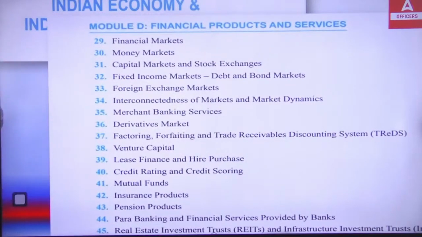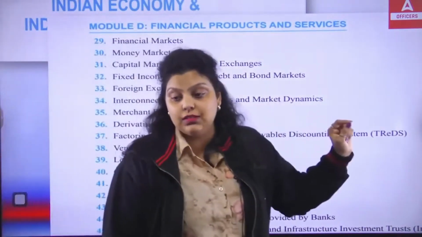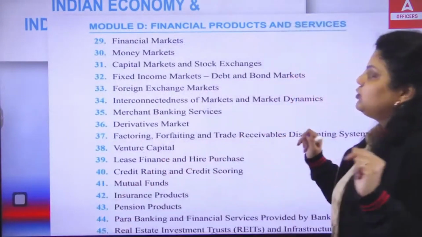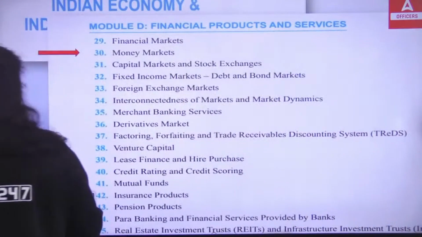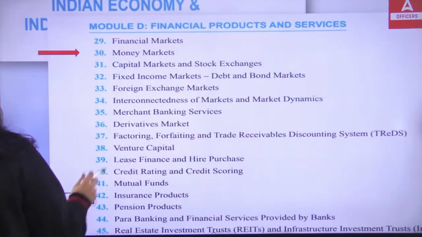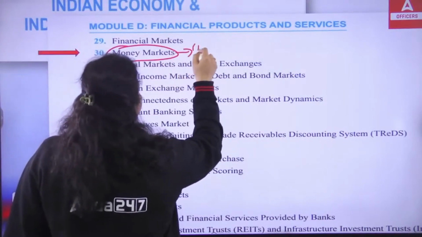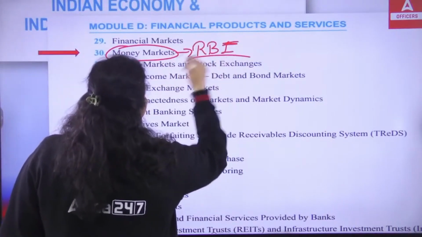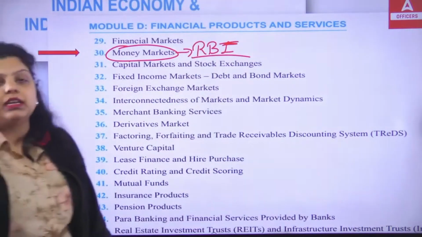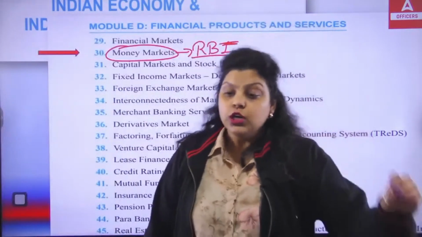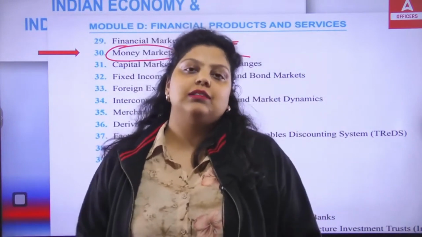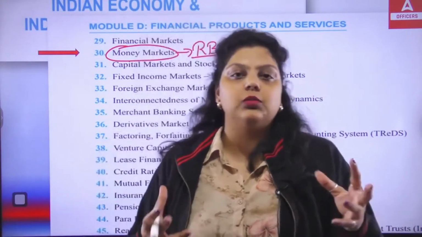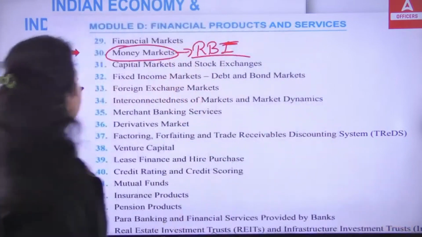Financial market was the first class we started in the series, and today we are going to start the money market questions. So the second class will be of your money market chapter. Who regulates the money market? RBI regulates the money market. It's a short-term market in which short-term financial assets are used to raise capital for less than 1 year. And these short-term financial assets are close substitutes of money. That's what we have here in the case of your money market.